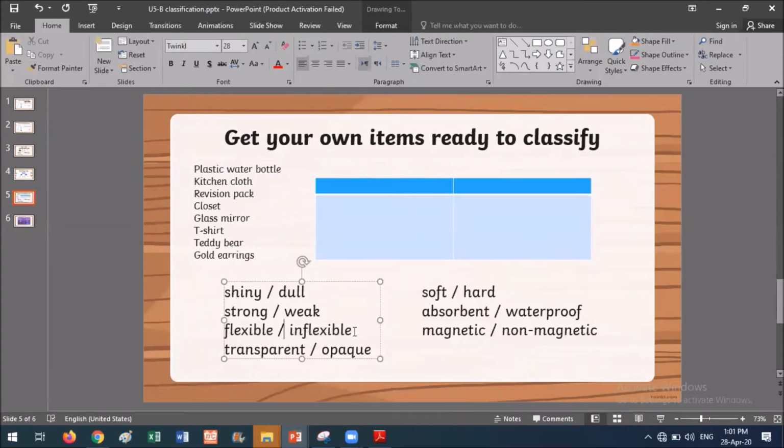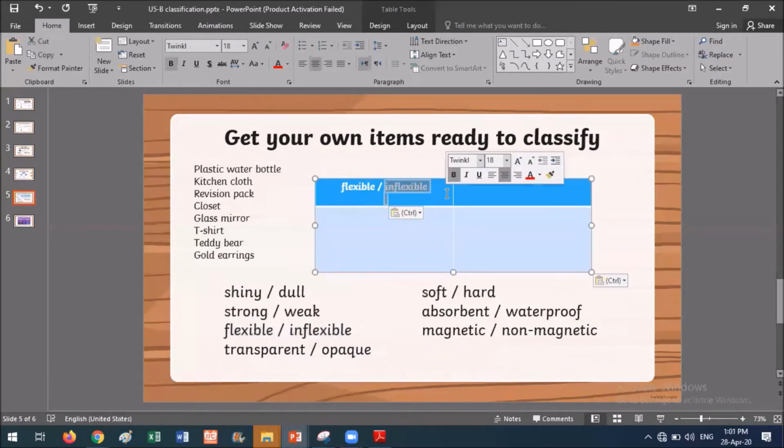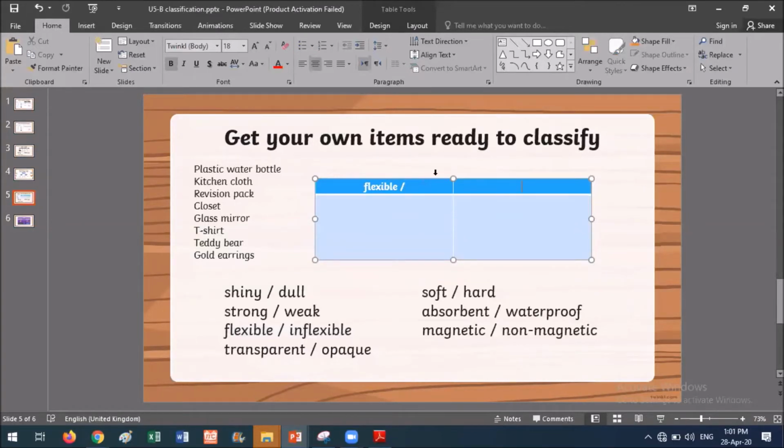Okay, Jetta. So let's classify them by flexible and inflexible. Okay. So on one side, we would put flexible, and on the other side, we would put inflexible. So Jetta, the plastic water bottle, is it flexible? It's inflexible. So it's a hard plastic? Yes. Okay.